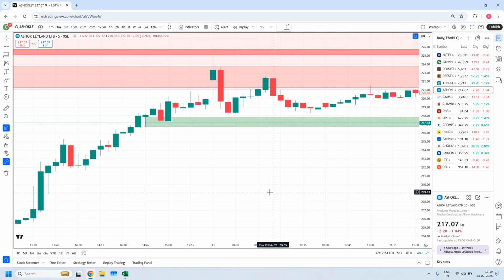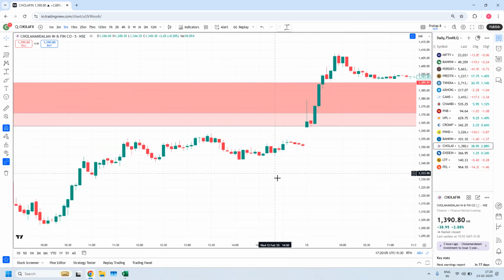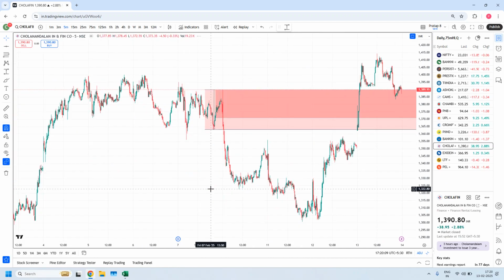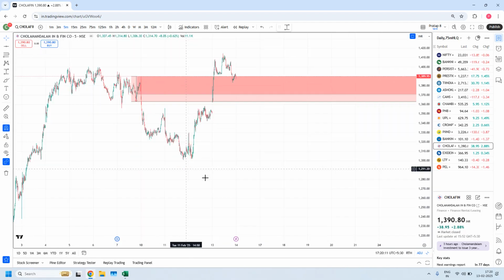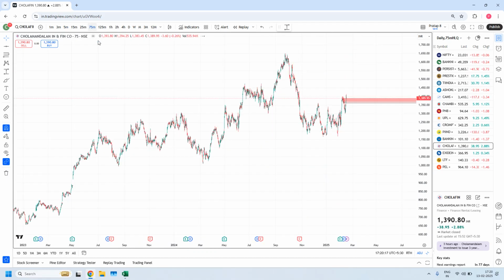First one is Chambal Fert, fertilizers. But remember, they are not F&O trades. They are only cash related position sizing trades. Because they are successful from our fine-tuned 5 minute zone, I am marking them in our Excel sheet. This is a 75 minute high liquidity zone.